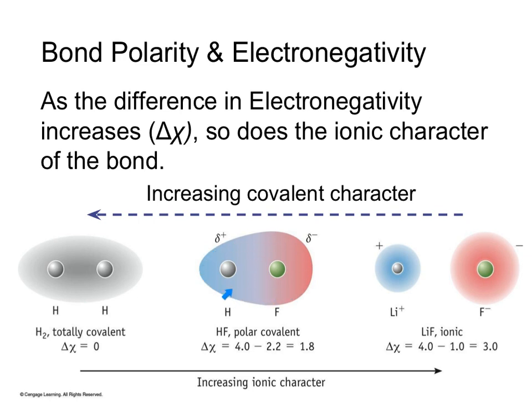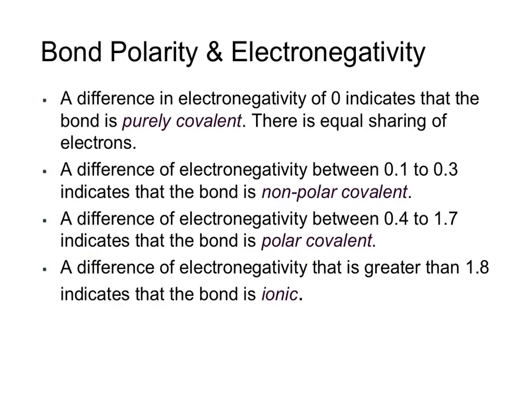That makes this region of the molecule somewhat more electron poor, and thus it builds up a little bit of a positive charge. And again, if our electronegativity difference becomes too much, then the electron is simply fully transferred over to the more electronegative atom, creating a negatively charged ion and a positively charged ion. And so, as we said earlier, a difference in electronegativity of 0 indicates that the bond is what we would call purely covalent. There is a complete equal sharing of electrons.